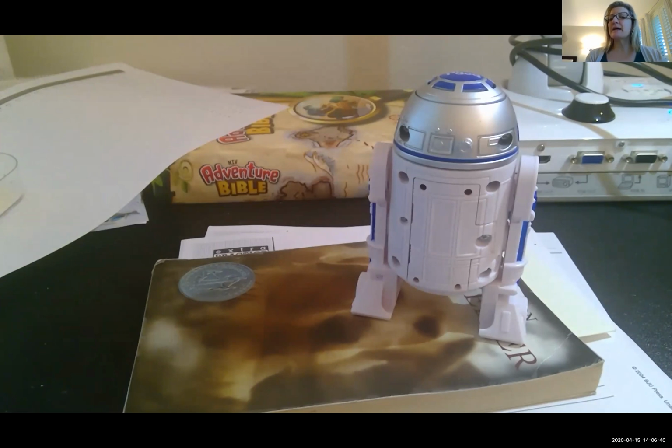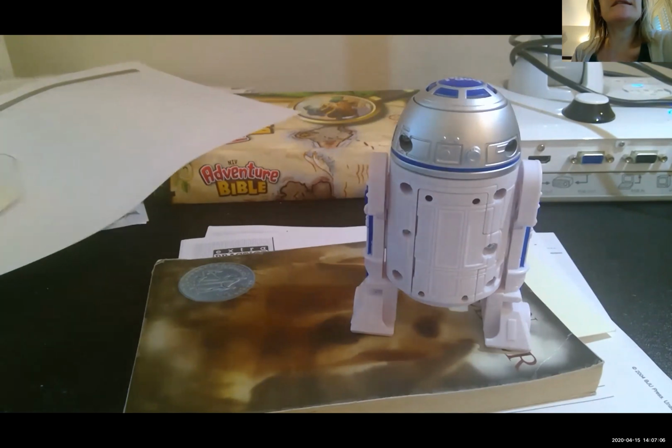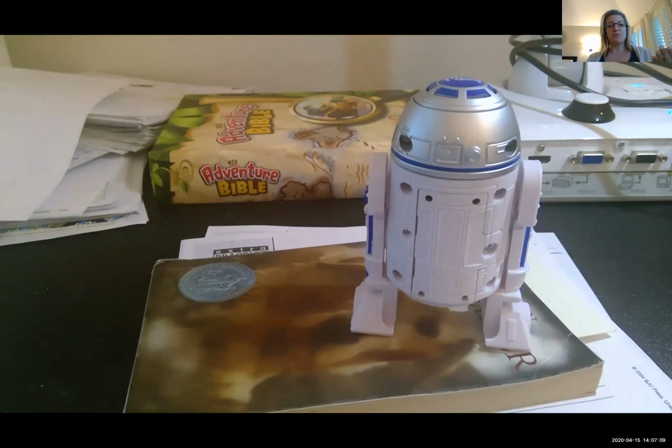Prepositions show your position. Now, we talked about how R2-D2 is on the book. It shows his relationship to the book. The word on lets us know what position he's in compared to Old Yeller, the book. We could say Old Yeller is under R2-D2. Under would be our preposition that shows the position of the book compared to R2-D2. If you notice in the background, I have a Bible. And we could say the Bible is behind R2-D2. Behind would be a preposition showing the position of the Bible compared to R2-D2.